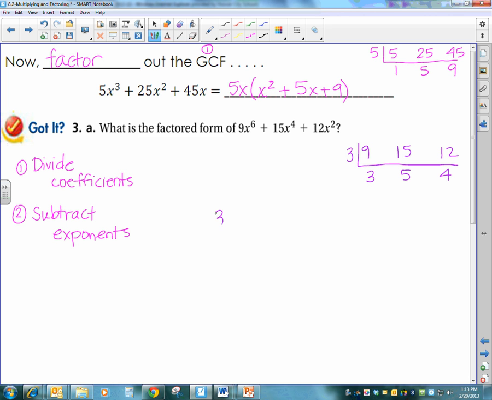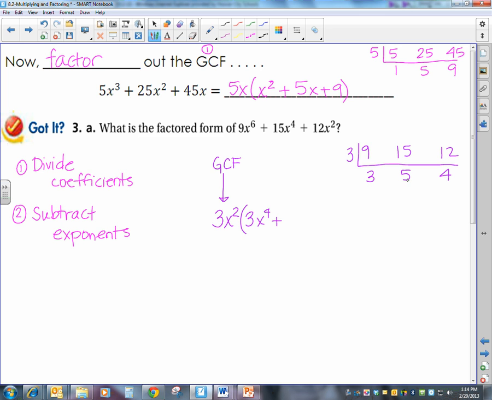So I have a 3, and then I notice that I have an x in every term, and the lowest exponent that I have is a 2. So this right here is the first step that we did, which is our GCF. So we write it on the outside, we put our parentheses, and remember these are the numbers that will be on the inside. So I'm going to have 3x, I had 6, I take away 2, I have 4 left.